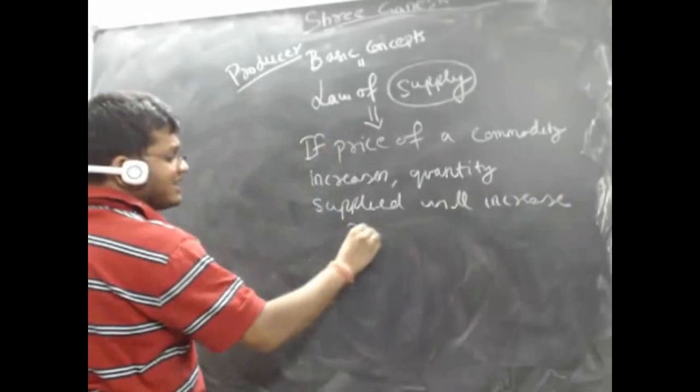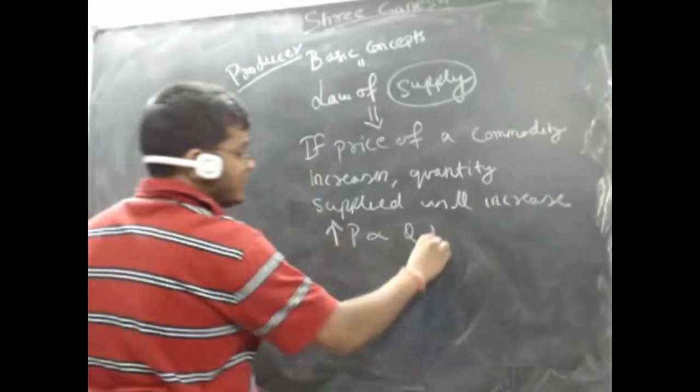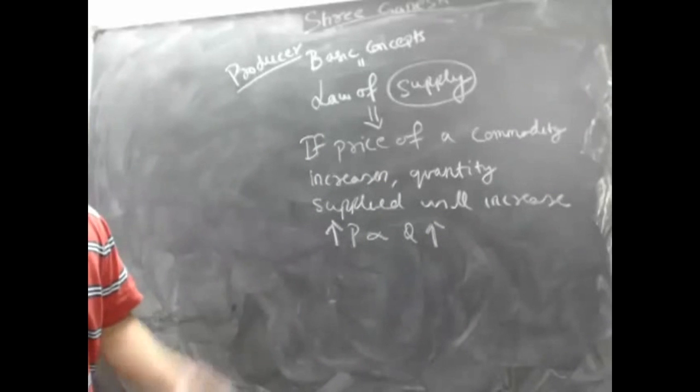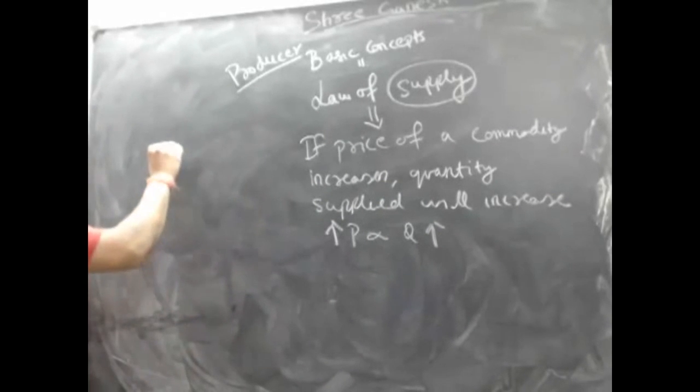So price is directly proportional to quantity. If price increases, quantity supplied will increase. Again, let's not go into the mathematical expression and the literature that is written. Just look at my example. This is the price.